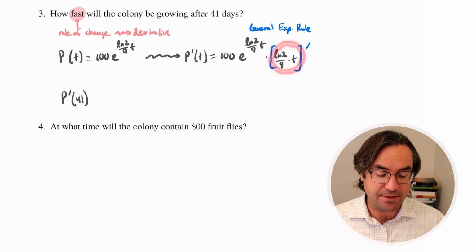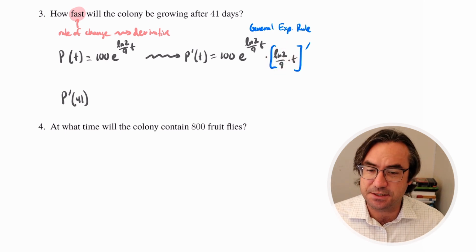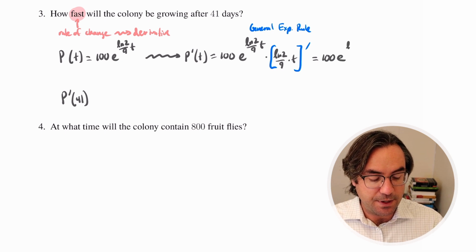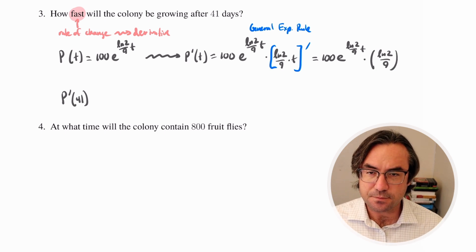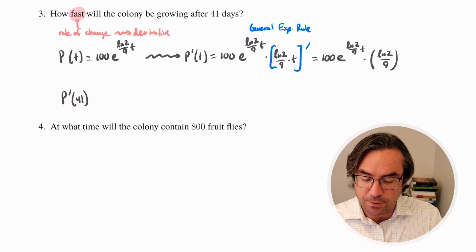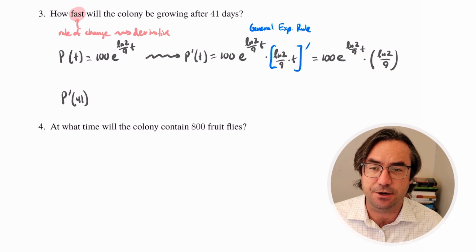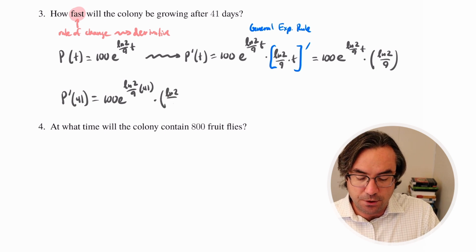And if we finish differentiating this, the derivative of t is just going to be 1, and then the natural log 2 over 9 is just a constant multiple. So the derivative here ends up being 100 e raised to the natural log 2 over 9 times t times natural log 2 over 9. So there's our derivative. And so then to actually calculate what the rate of change is when t is equal to 41, all we're going to do is plug t equals 41 into our derivative function here. And so when we do that, we get 100 e raised to the natural log 2 over 9 times 41 times natural log 2 over 9.